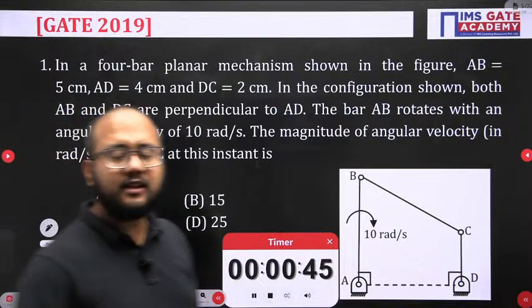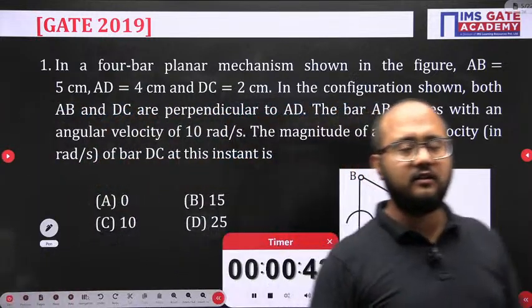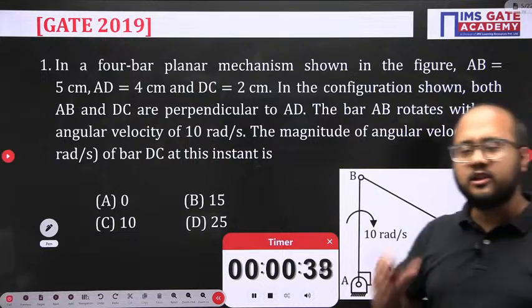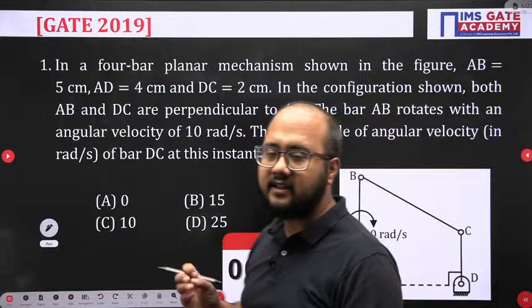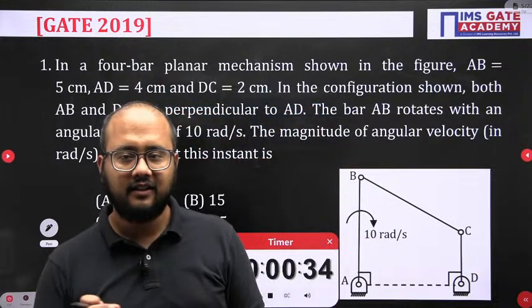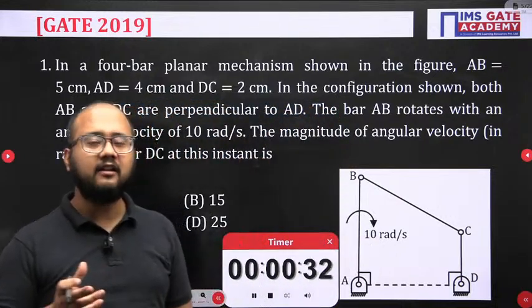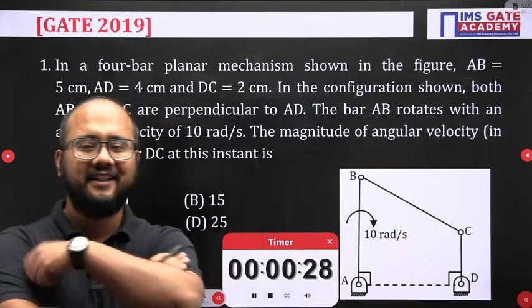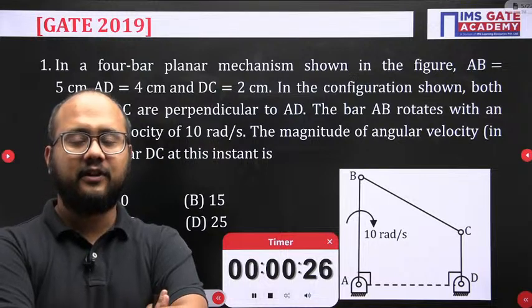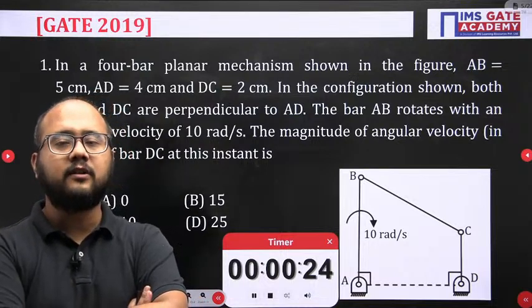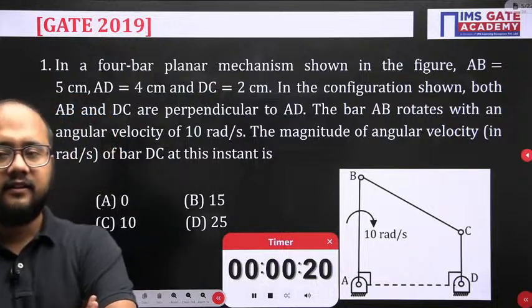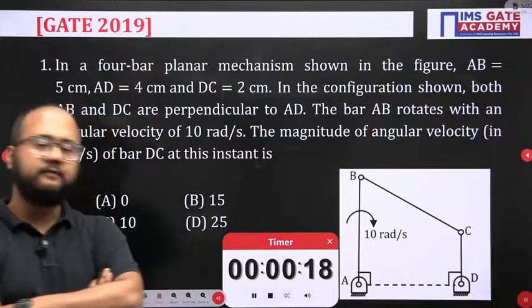Can you tell me what kind of velocity diagram you got? Can you please mention in the chat box what is the shape of a velocity diagram? Is it a triangle or rectangle or a straight line? What is the shape of the velocity diagram that you have drawn here? Please mention in the chat box.